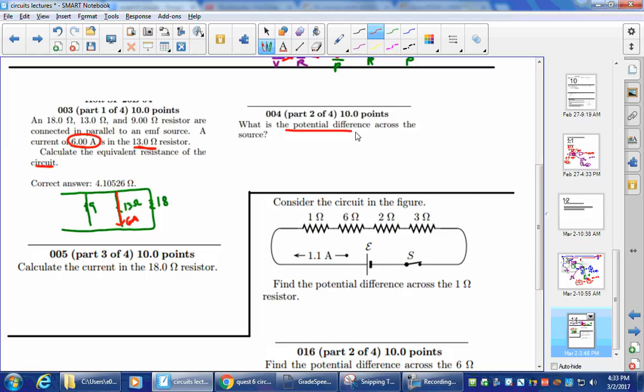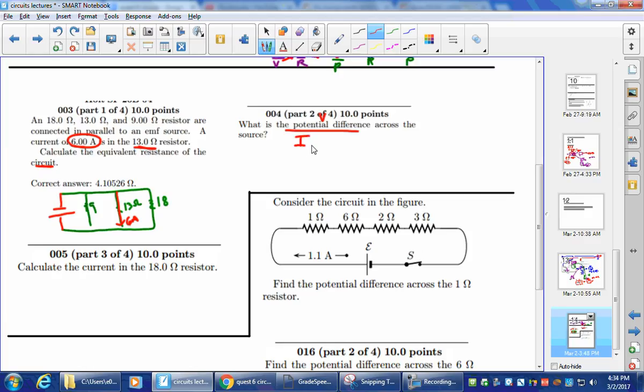What is the potential difference? What is the other word for potential difference? That's the voltage across the source. So the source was right here, and we're looking for that. Now you don't have it. Usually you're given the battery voltage, but you don't have it, right? But since this is parallel, what's the special rule you know about parallel circuits? Which one of the variables is constant?